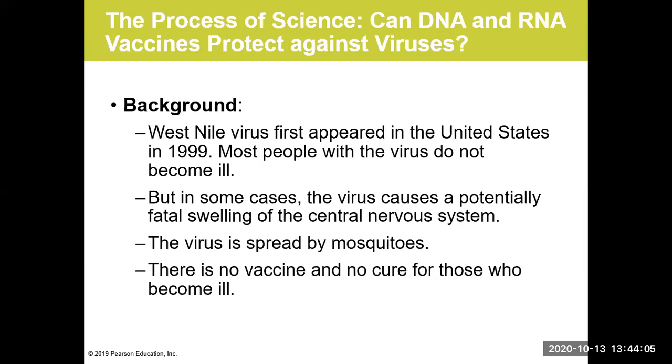Let's look at the case of the West Nile virus, which first appeared in the US in 1999. Most people who get this virus are asymptomatic, they do not become ill. But in some cases, the virus can cause fatal swelling of your central nervous system, that means the brain and the spinal cord. Mosquitoes are the vectors for this disease, that means they spread the disease. There is no cure, no therapeutics for this particular disease.